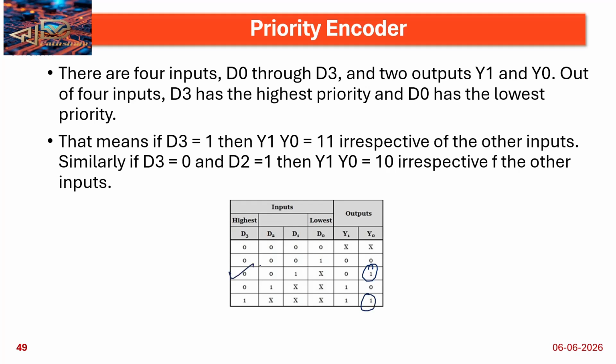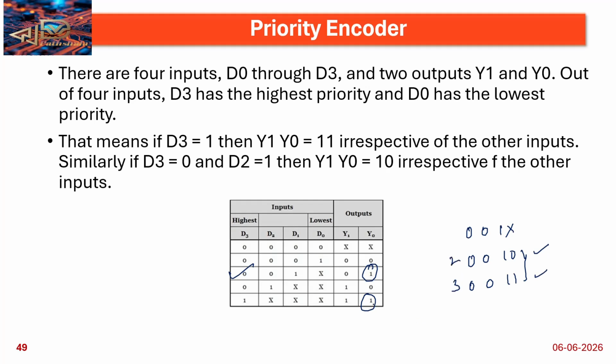Okay, D1, what are the combinations we are getting? 0 0 1, don't care. That means 0 0 1 0 is one case, and 0 0 1 1 is another. That means at positions 2 and 3, I am getting a 1 here.